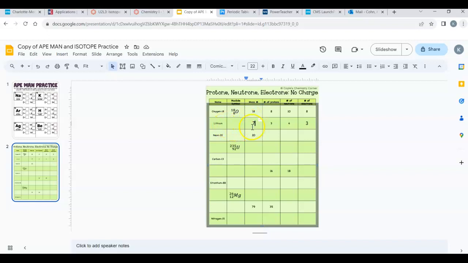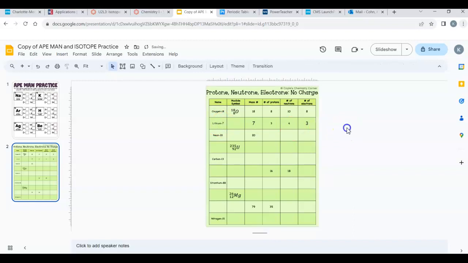So that's our mass number, and remember with our isotope symbol, we're just going to add the mass number after the name of the element. So this would be lithium 7. This is telling us this is a lithium atom with an atomic mass of 7. Okay, so that's our isotope symbol.